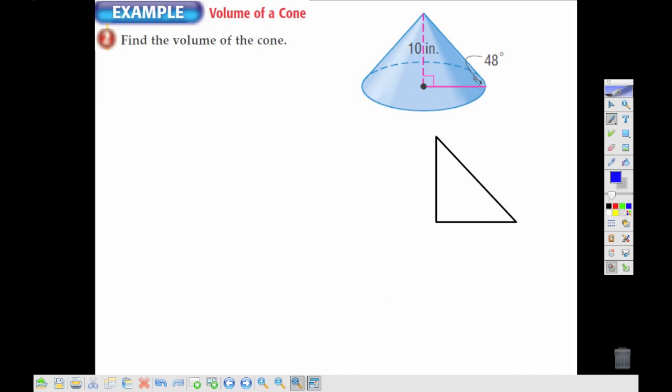Next example, we're looking at the volume of the cone. Notice what they give you on this one. We have a 48-degree angle here, and we're given the height. What we're going to need to find the area of the base here is the radius, because we need pi r squared. So we're going to have to do that this time using trigonometry. So I have 48 there, which means we're going to use the tangent, which is 10 over r. So r will be 10 over the tangent of 48, which rounds to about 9.0, or just 9.